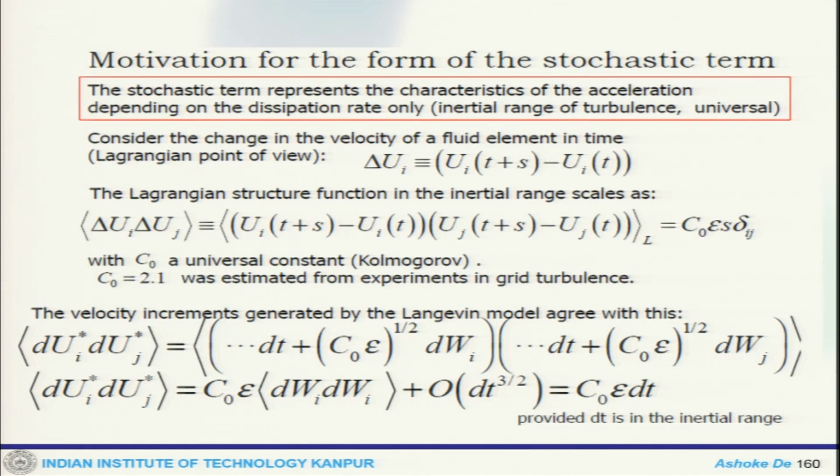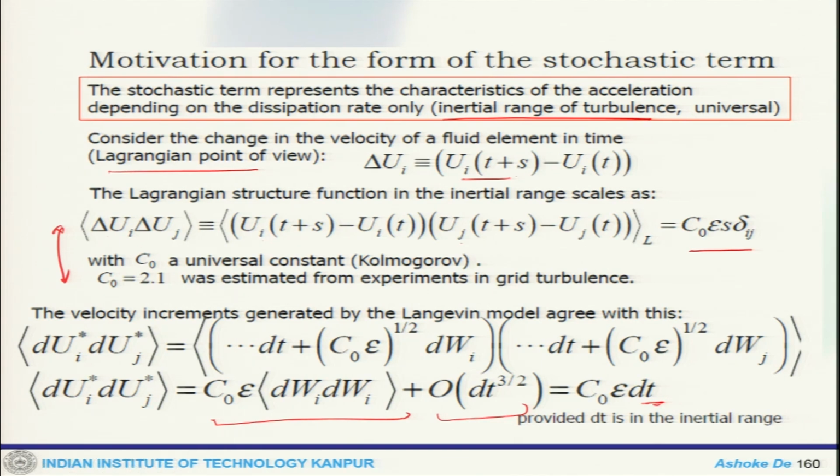Now, the idea behind that is that the stochastic term represents the characteristics of the acceleration depending on the dissipation rate only. That means it is in the inertial range of turbulence. If we consider the change of velocity of the fluid element, from the Lagrangian point of view, this would be ui at t plus s minus ui at t. Now, the Lagrangian function of the inertial scales, delta ui delta uj, is approximated as C naught epsilon s delta ij. This is a universal constant, which is 2.1. Similarly, the velocity increment due to the Langevin model nicely correlates with this concept, and this is where you get this term and the other part, which is in your inertial range.